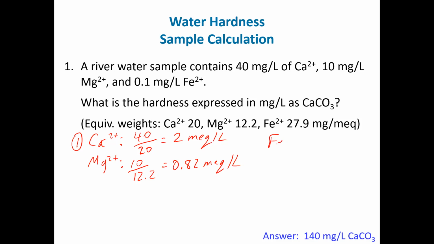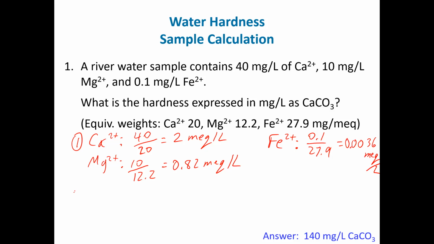And iron, so this time we have iron on there. Ferric. And so 0.1 divided by 27.9. Okay, so punch that in my calculator. 0.003536 if I round it, mill equivalent per liter.